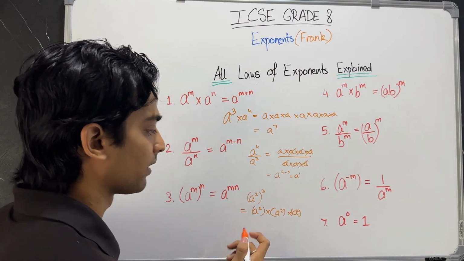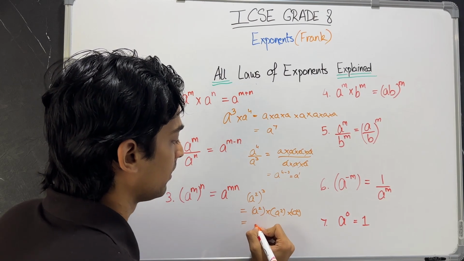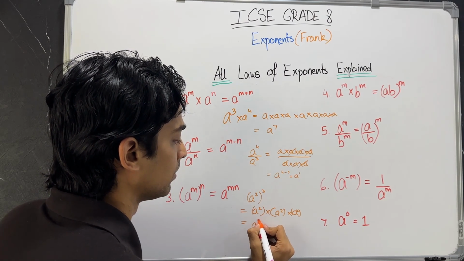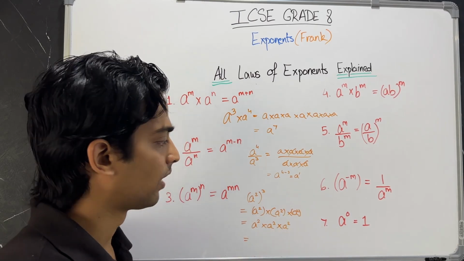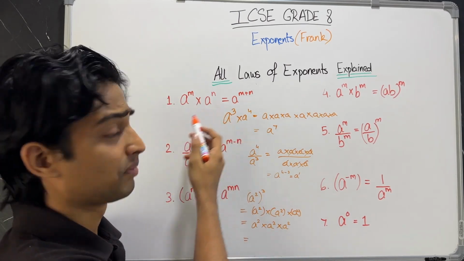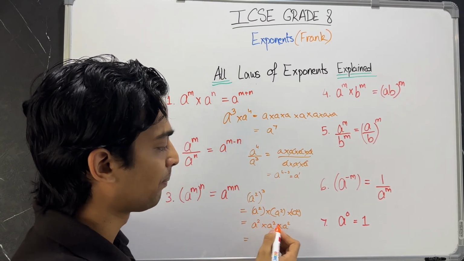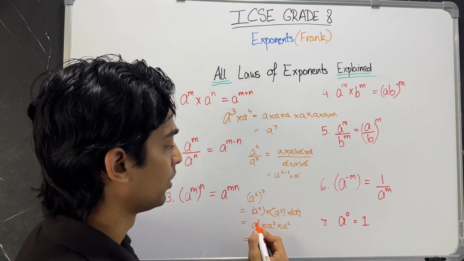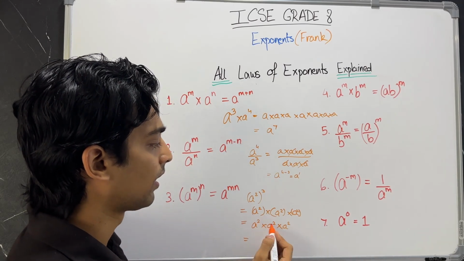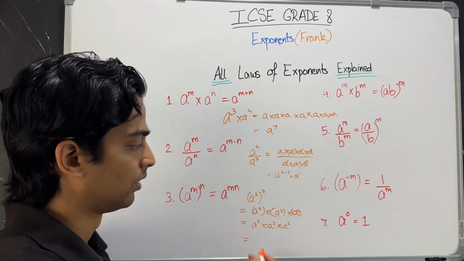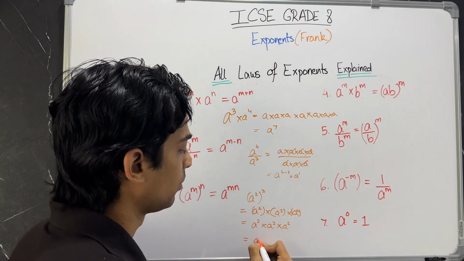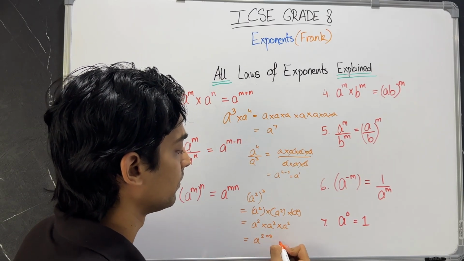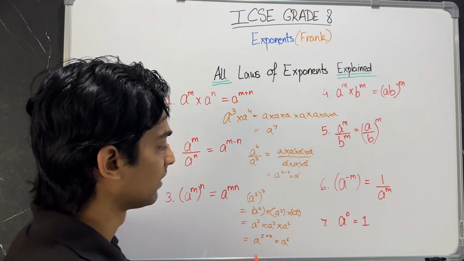Now let's open the brackets. So we will get a raised to 2 into a raised to 2 into a raised to 2. Now, using this formula, we can add the powers. So 2 will come 3 times. So 2 will be added 3 times, which is nothing but 2 into 3. So we will get a raised to 2 into 3, which is a raised to 6, which is nothing but a raised to mn.